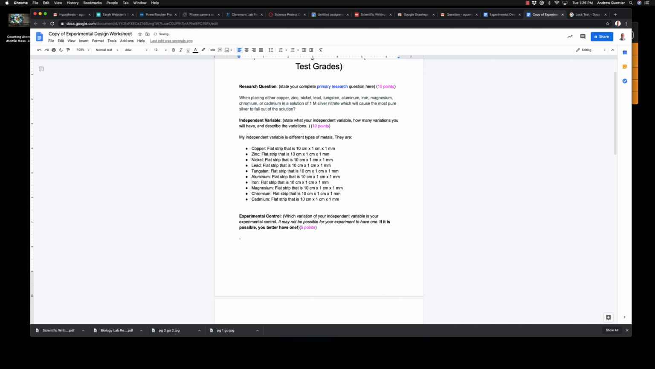And I'm going to explain why, just to make sure that I communicate to my teacher that I understand. My experiment cannot have a control because there is no real normal metal I can compare the others to. That's all I need to do.